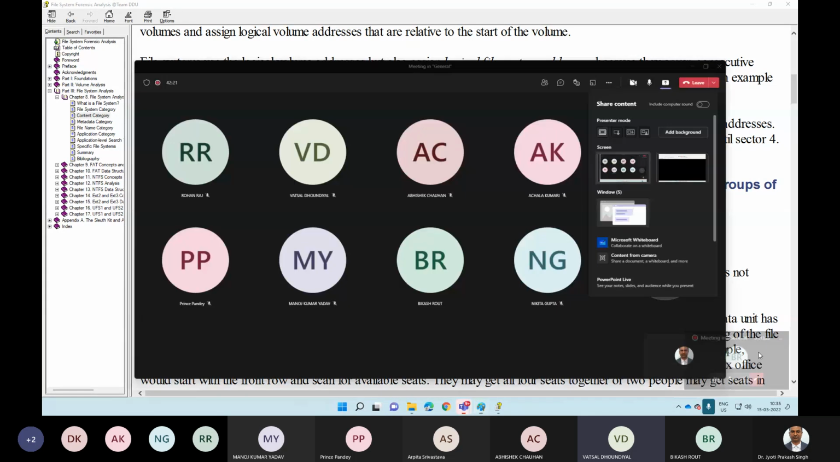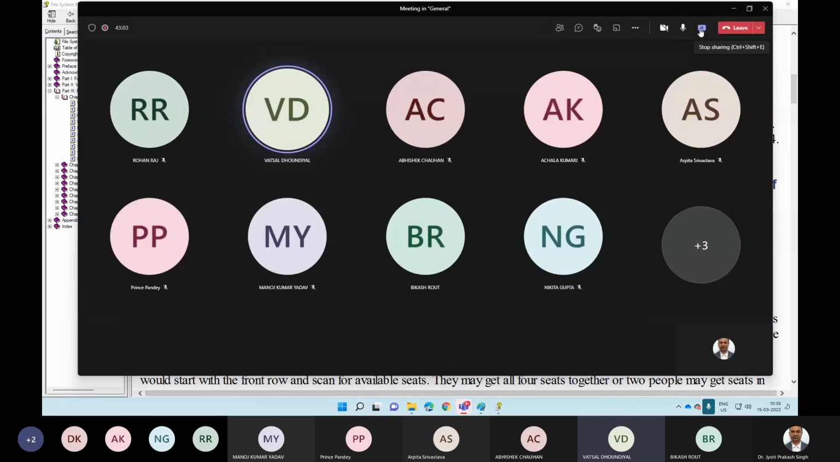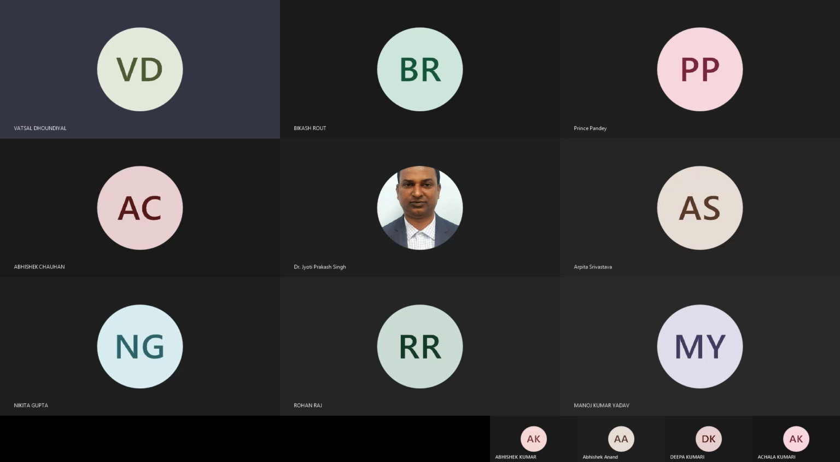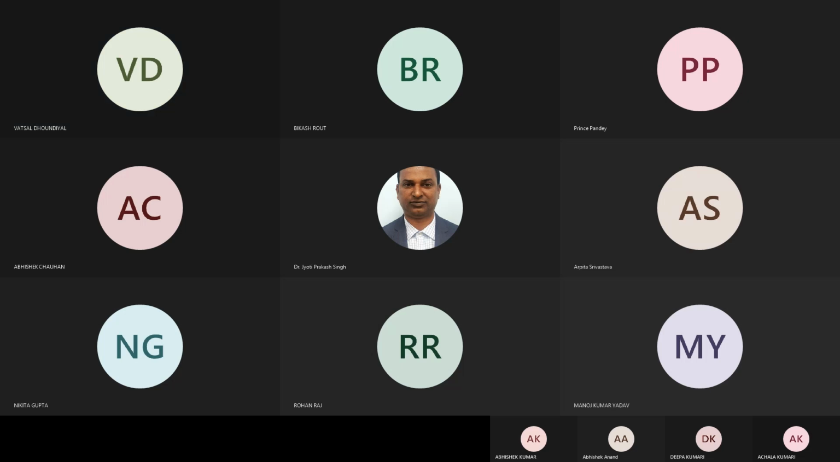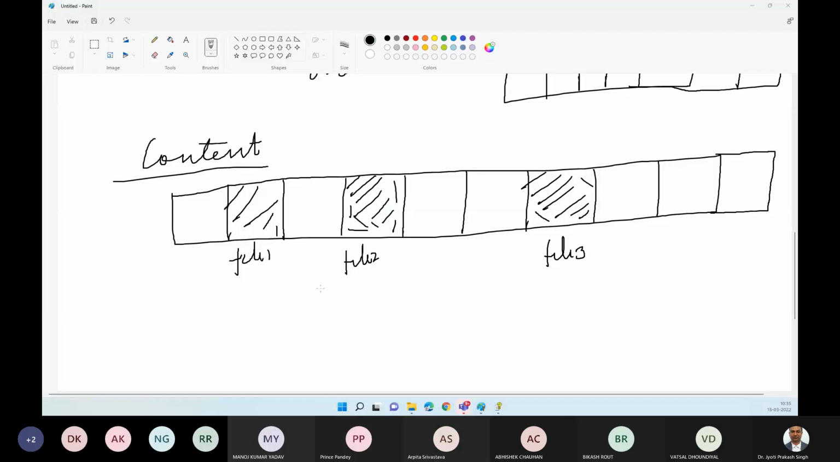So the book is showing here. सर व्हाइट बोर्ड नहीं दिख रहा है सर। यार ये प्रॉब्लम है। Is it okay? Yes sir, yes sir.